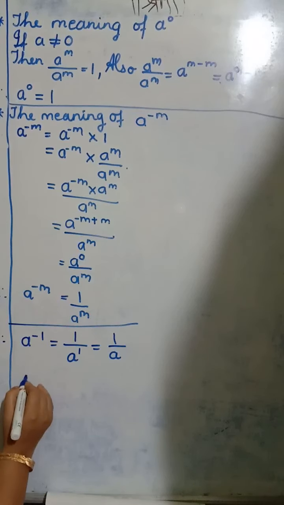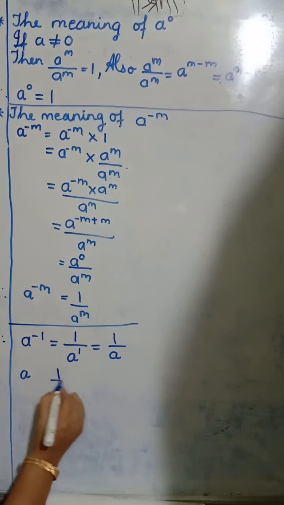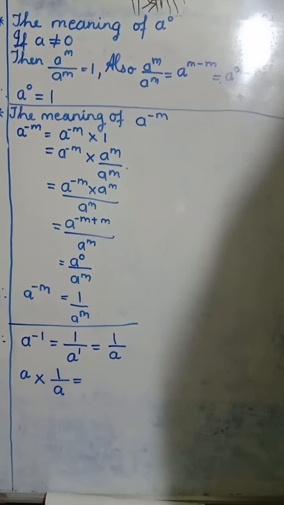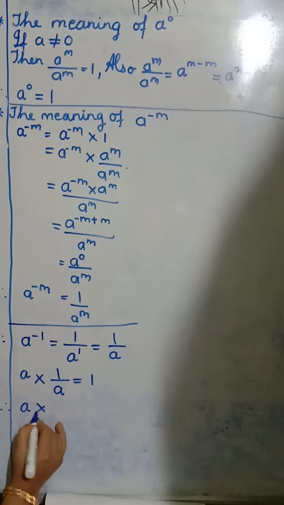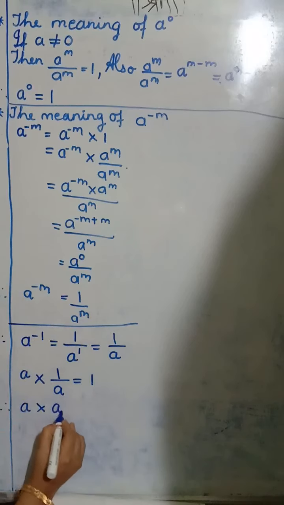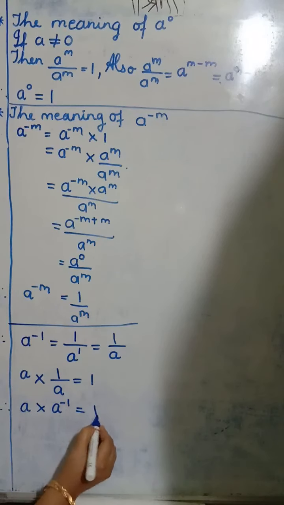Now children, suppose I take a number a, and if I take its reciprocal and multiply, what will be its answer? We have learnt in 6th standard that it will be 1. See, this will cancel with this. So what will remain? That is 1. Yes. Therefore, suppose I write a into 1 upon a, which is nothing but a raised to negative 1, is equal to 1.